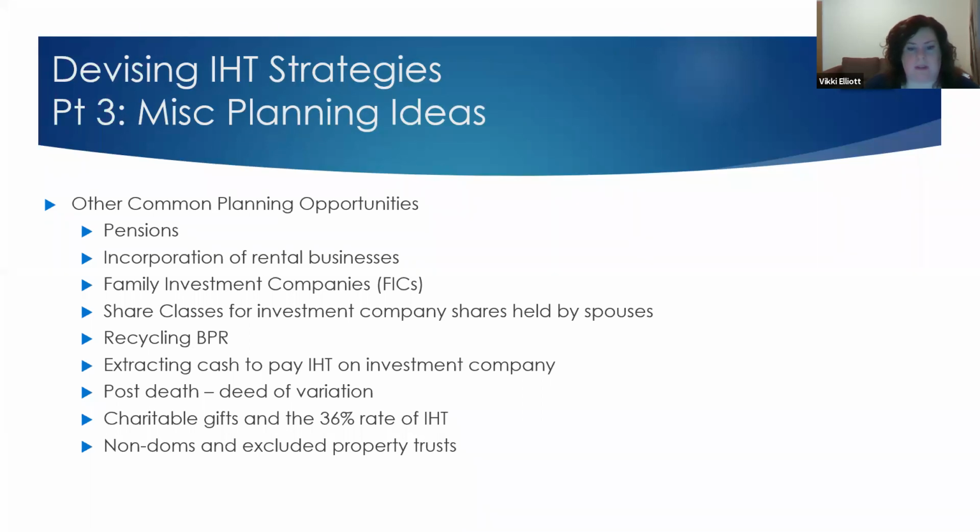You can also look at things like recycling business property relief. So this might be a case, for example, if you have someone with both a BPRable asset and cash, and on the first death, you leave the BPRable asset to the children, the cash to the spouse, and then the children, typically who've received the BPRable asset, sell it to the surviving spouse in exchange for the cash. And then on the second spouse's death, you get the BPR again. Obviously, there's a lot more to consider with that example, but that's just one of the types of things that can be thought about.